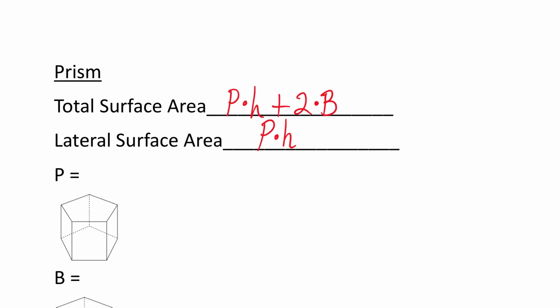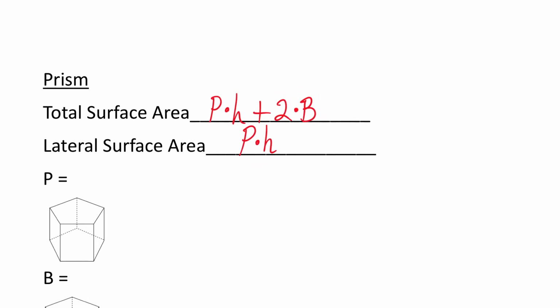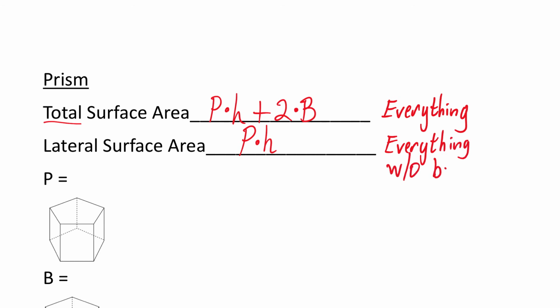So, the total surface area, this means the area of everything. All the sides, just like what the word total would imply, it means the area of everything. The lateral surface area is the area of everything without the bases. So total surface area is the whole thing. The lateral surface area is the area just without the bases included.